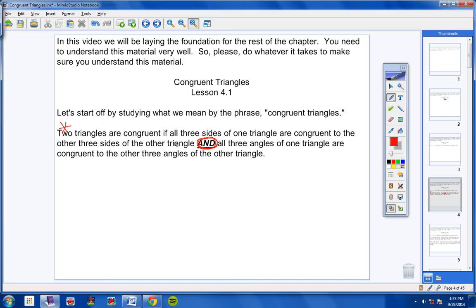Two triangles are congruent if all three sides of one triangle, all three sides, are congruent to the other three sides of the other triangle, and all three angles of one triangle are congruent to the other three angles of the other triangle. Okay? It's so important you understand that the only way that you have congruent triangles is if all three angles in one triangle are congruent to the three angles in the other triangle, and all three sides of one triangle are congruent to all three sides in the other triangle. Okay, that's the only way you have congruent triangles. Okay, I'm going to wait a second while you quickly copy this down, then we're going to move on.